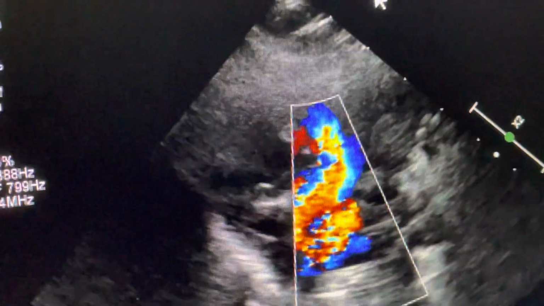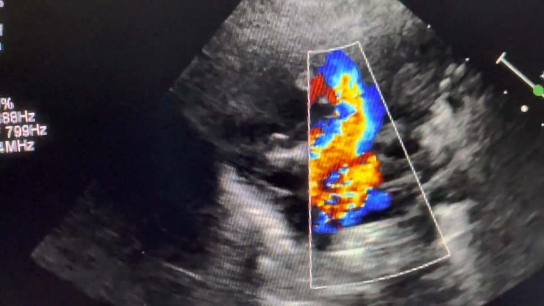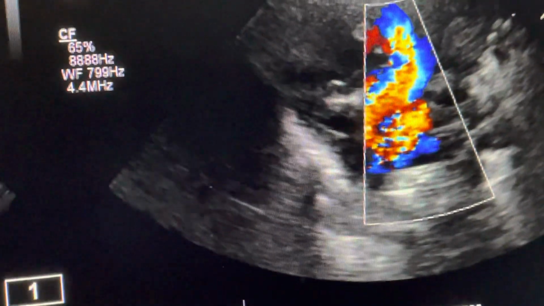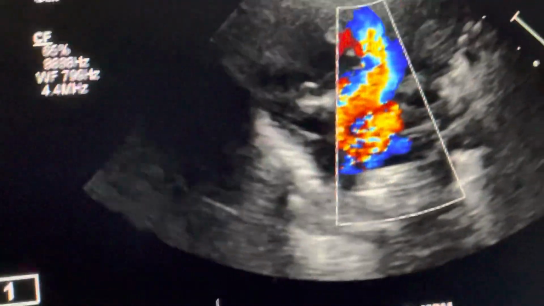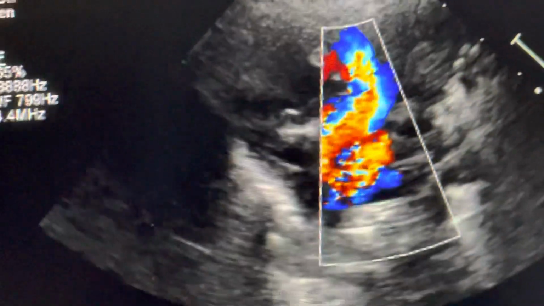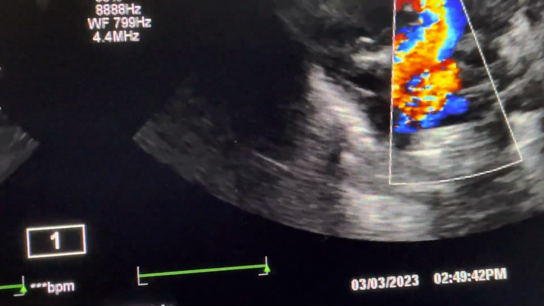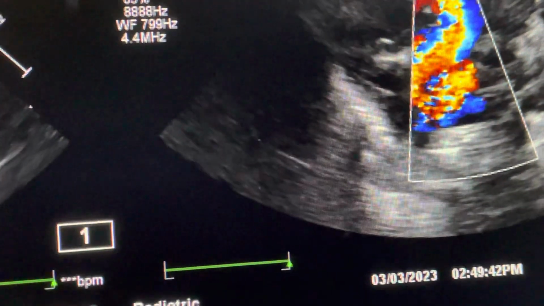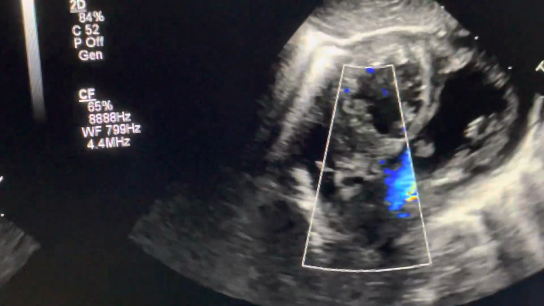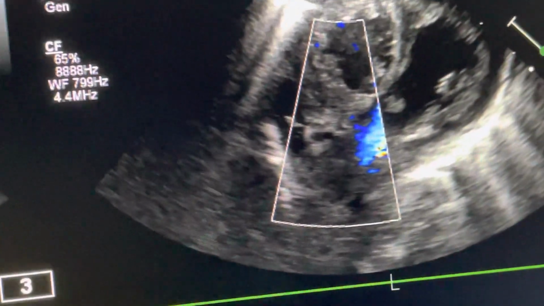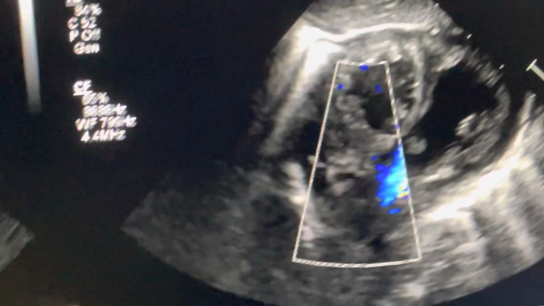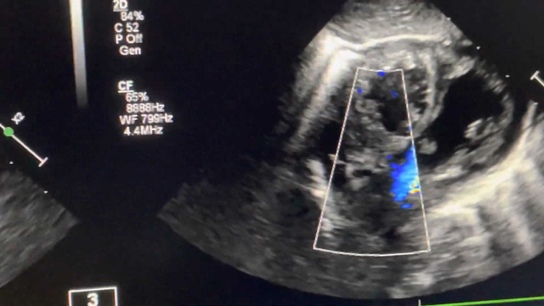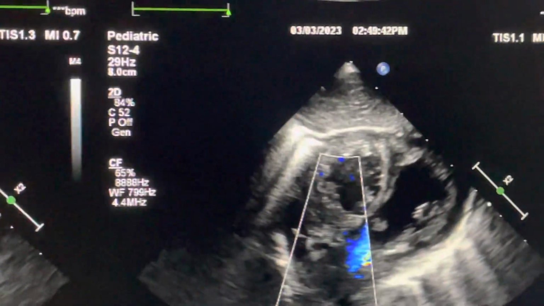Again you see this D-TGA has flow from right ventricle to left ventricle, that is right to left flow. You can see the flow that is coming from the right ventricle towards the left ventricle and then into the pulmonary artery. This is the flow in the pulmonary artery. So overall this is the image.